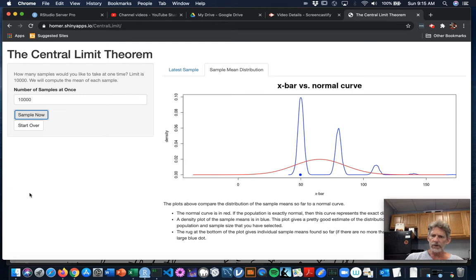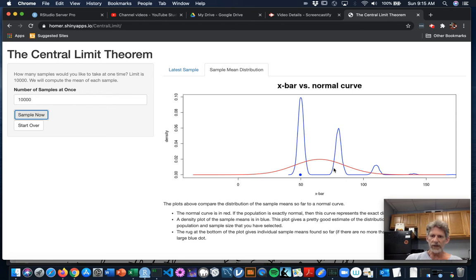And it looks awful. The PDF for X bar looks like this kind of doohickey in blue, as opposed to a normal curve with mean equal to the mean of the underlying random variable, variance of the random variable divided by sample size 5. They're just very different.